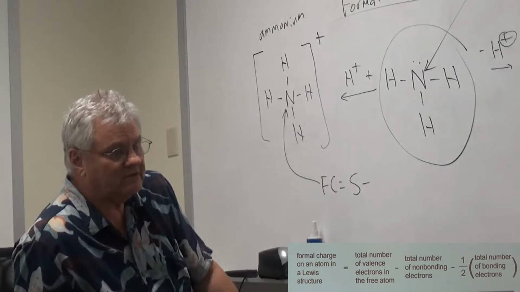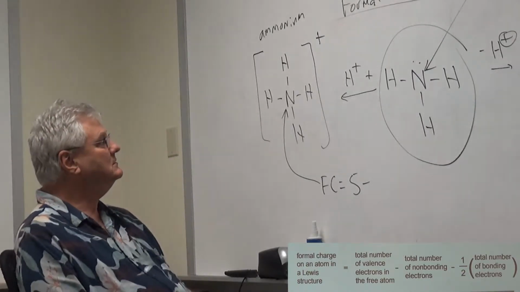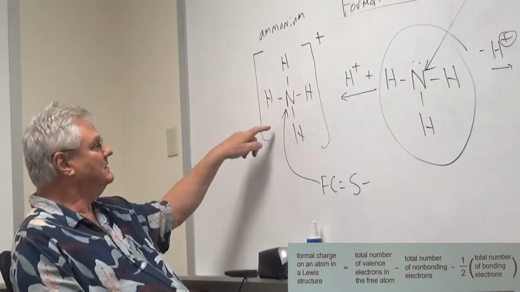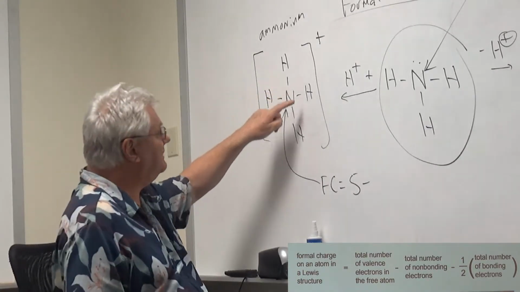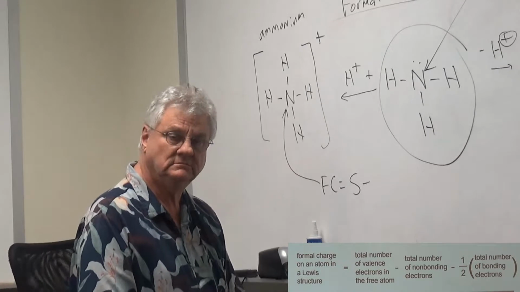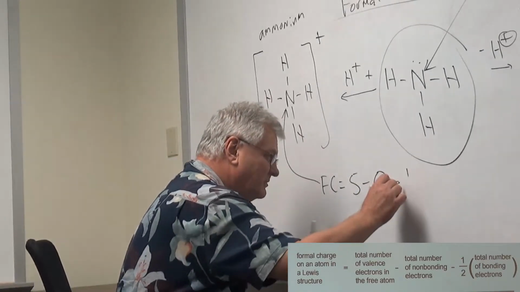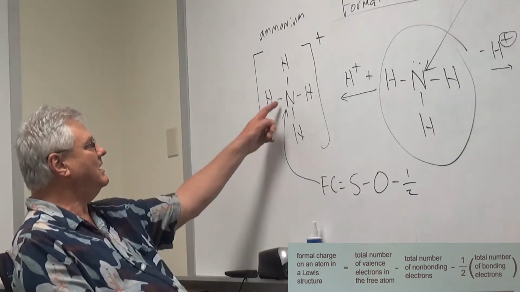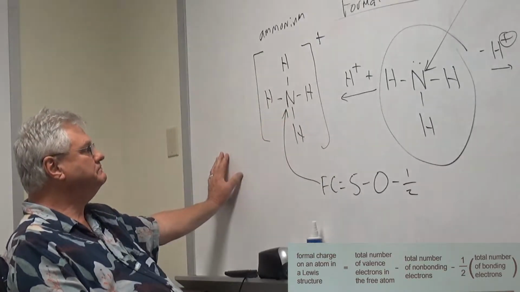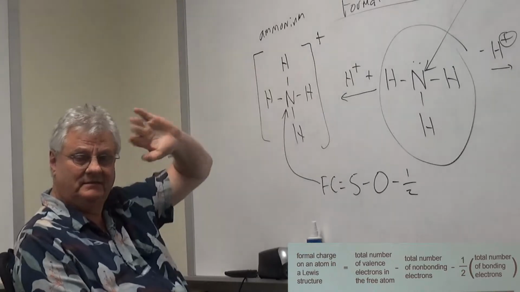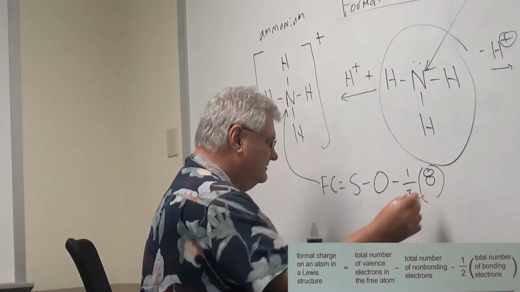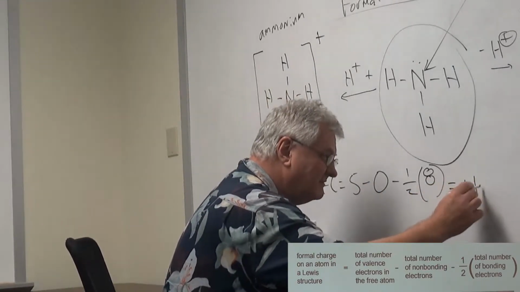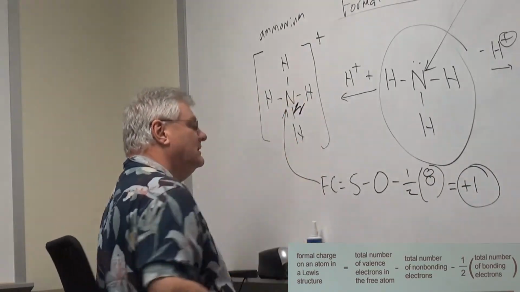And next we have the total number of non-bonding electrons. 0. In this species, it's 0. You don't see any pairs of electrons not bonded to anything, do you? This is -0. Then -1/2 times the number of bonding electrons. How many bonding electrons are there now? Don't forget each bond has 2, so there's 8. So 1/2 times 8. Well, 5 minus 0 is 5, minus 1/2 of 8 is 4. The formal charge of that nitrogen right there is +1.